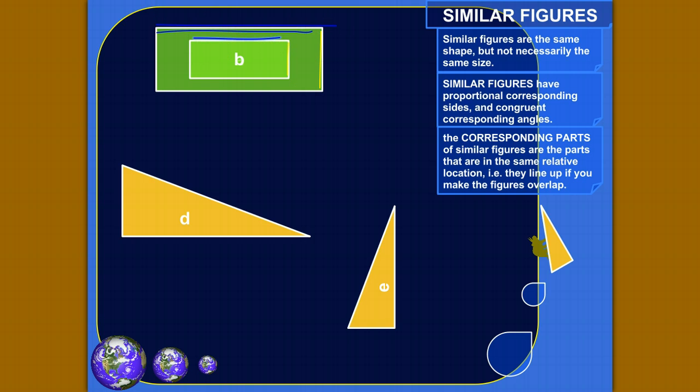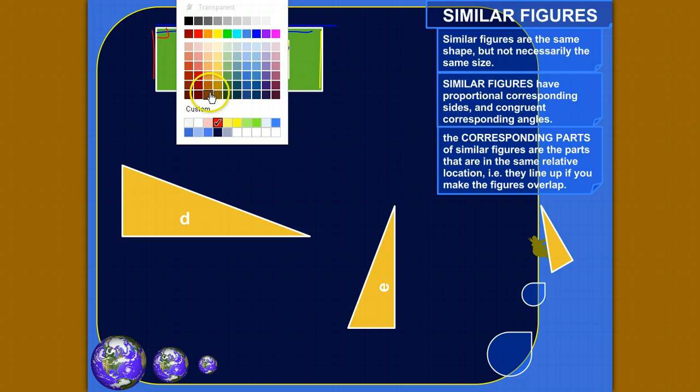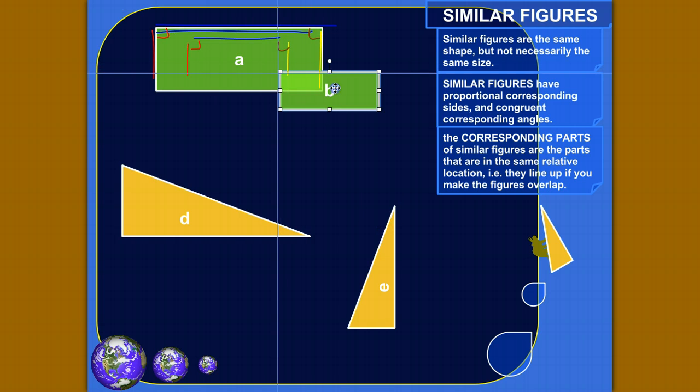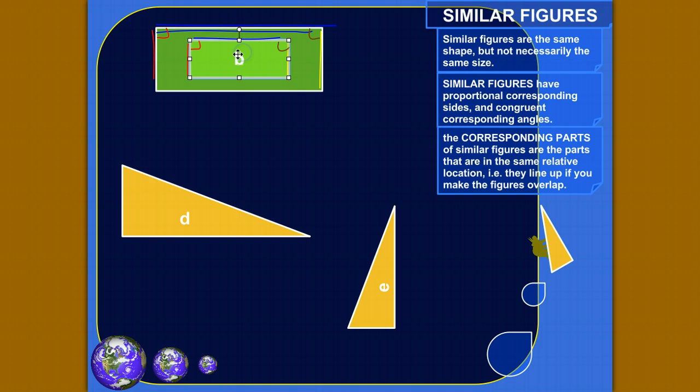And you could also keep going. This side, let's do red, corresponds to this side. And then the angles, same kind of thing. This angle corresponds to this angle. So it's the ones that line up or that are in the same relative location. Sorry, that should be a different color. Let's say brown.